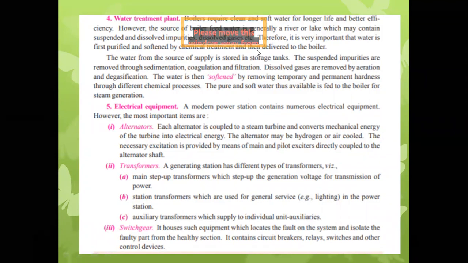And how is the efficiency going to improve? Because the water is clean and soft, it will rapidly convert into steam. As a result, the boiler efficiency improves. So the main motive of providing the water treatment plant inside the steam power station is to provide clean and soft water to the boiler. This part we have to remember.